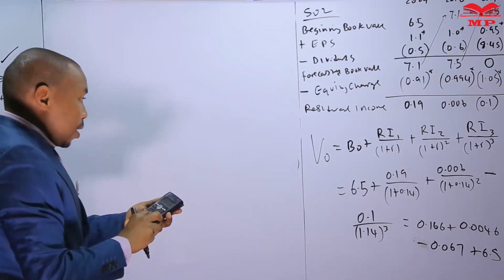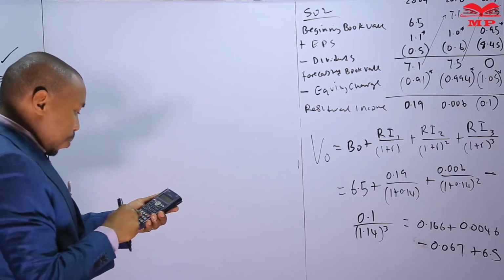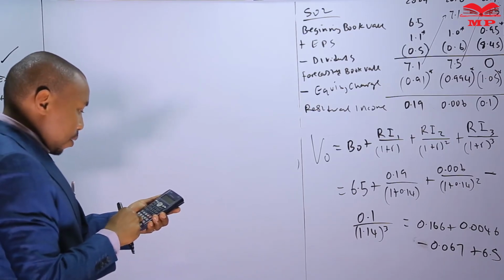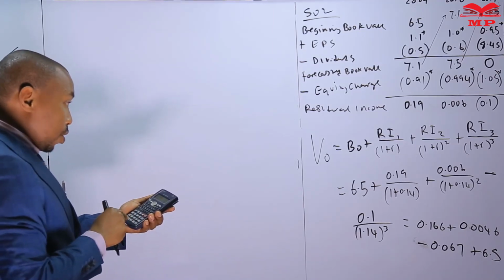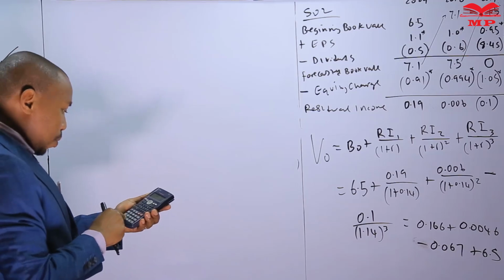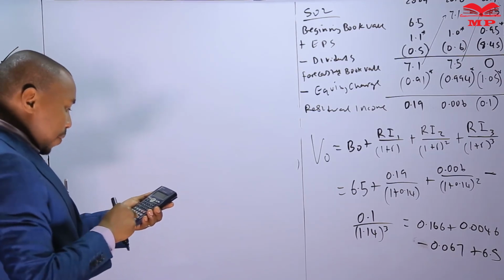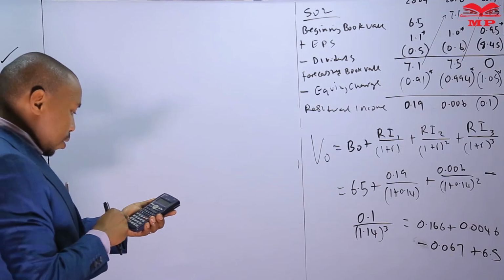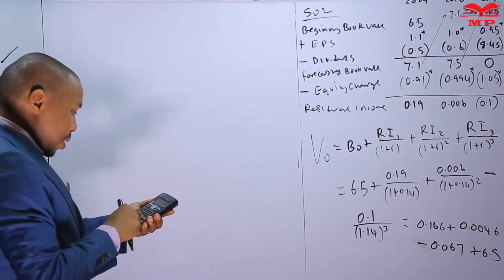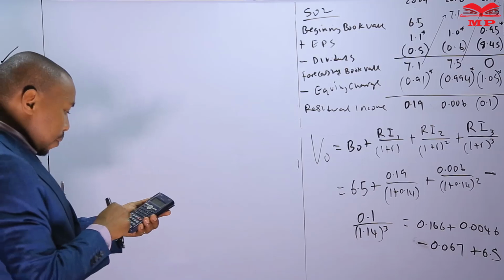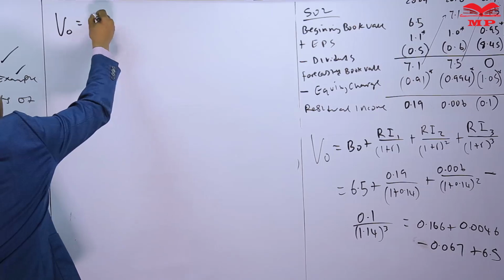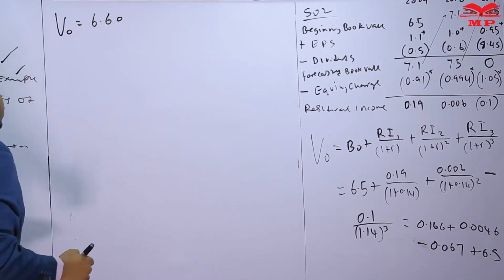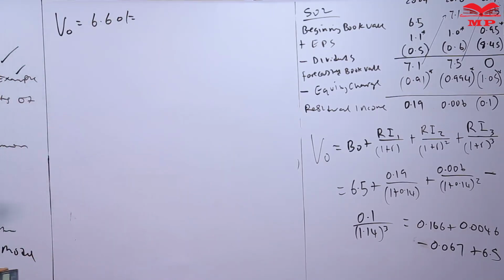So we come here, 0.067, we add 6.5, then it's 0.166, we add 0.0046 there, then we less 0.067, then we add 6.5. We have 6.60. V naught is given as 6.60 shillings. That is the value based on residual income and valuation.